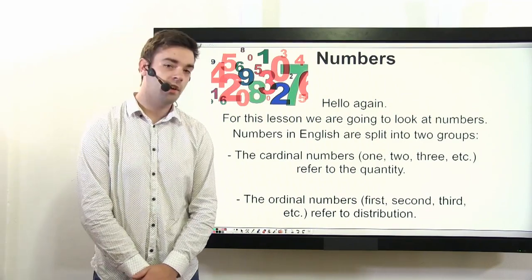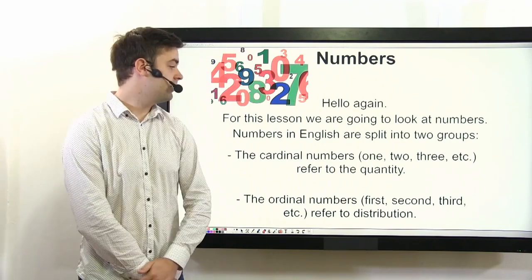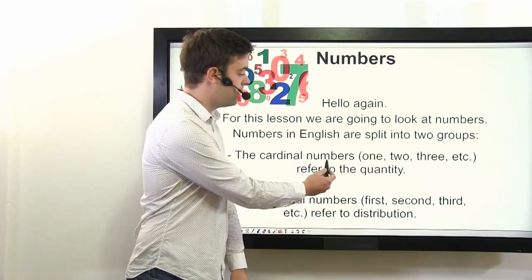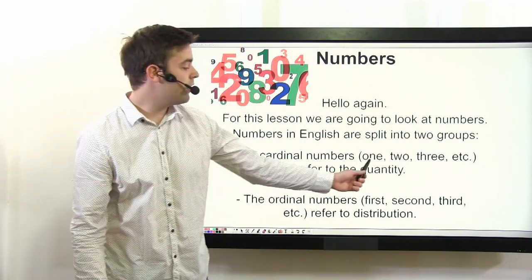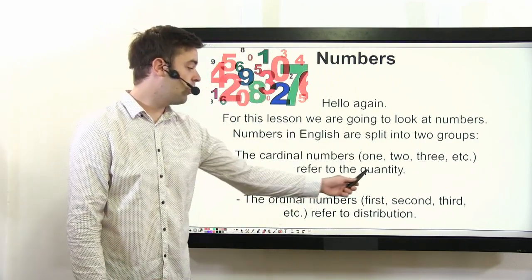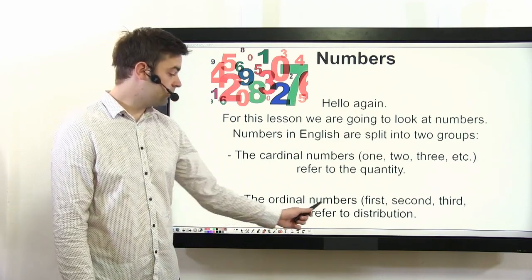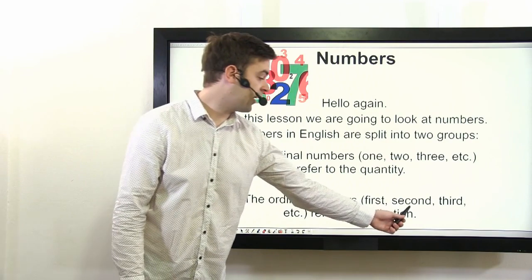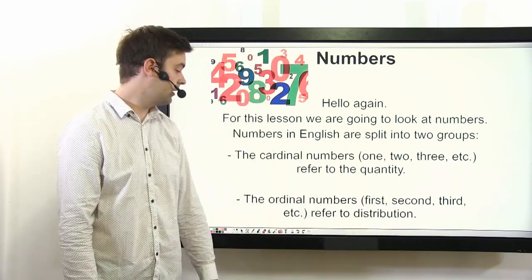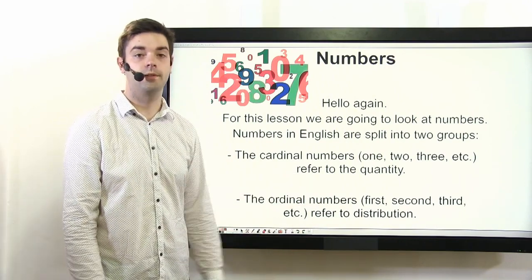For this lesson, we're going to take a look at numbers. In English, numbers are split into two groups. We have the cardinal numbers, this is 1, 2, 3, etc., and these refer to the quantity. We also have the ordinal numbers, so first, second, and third, and this refers to the distribution. So we've got the cardinal numbers and the ordinal numbers.